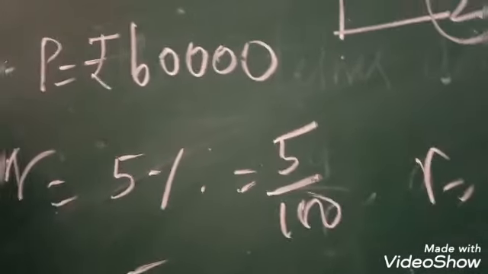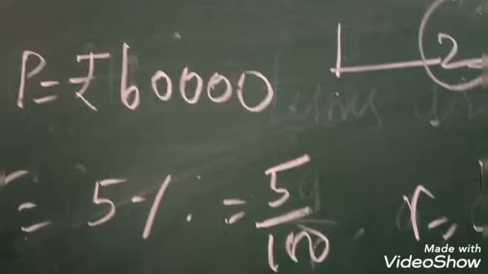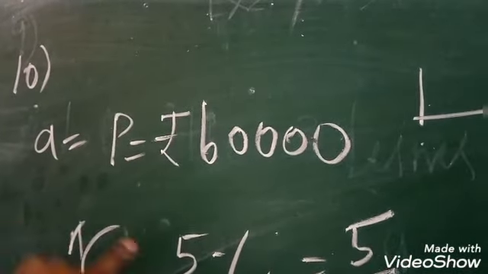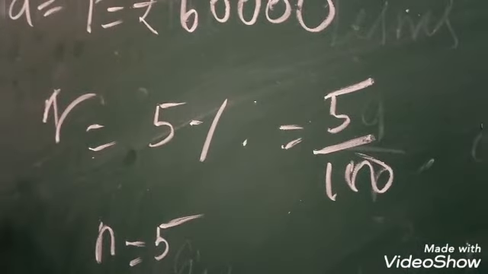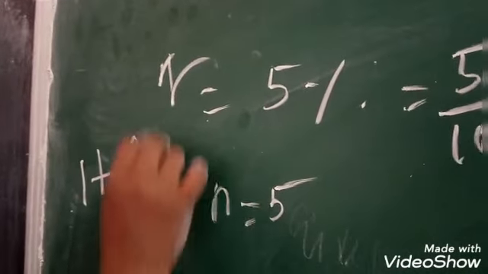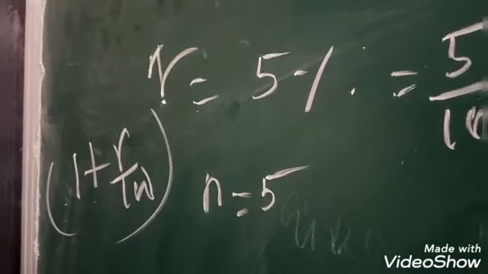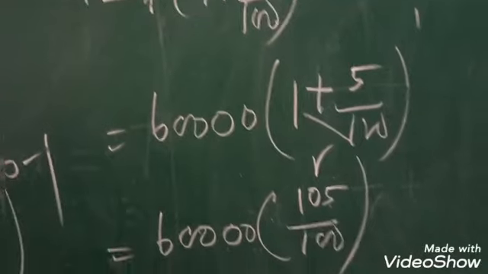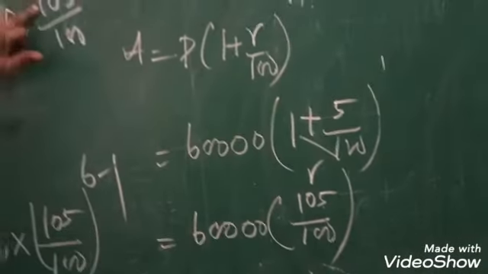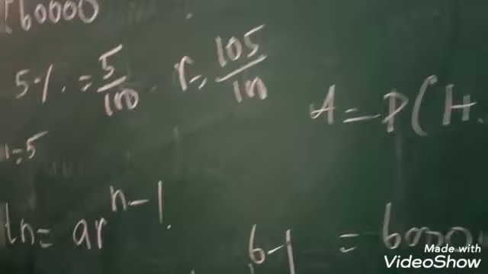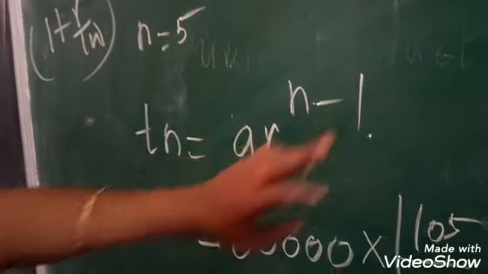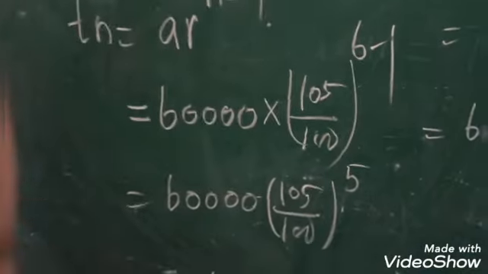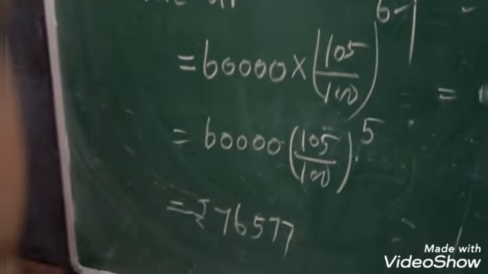Once again girls, here we are using the GP, so that A is considered as the principal, or you consider it as the salary. 5% the rate of interest, we have to take 1 plus R by 100. That is called the common ratio. So I am taking R is equal to 105 divided by 100. The 5 should be increased, so 105 divided by 100. Then the Tn formula, A into R power n minus 1. Here after the 5 years you have to take it as the 6th. 6 minus 1, 5. That is the answer girls.